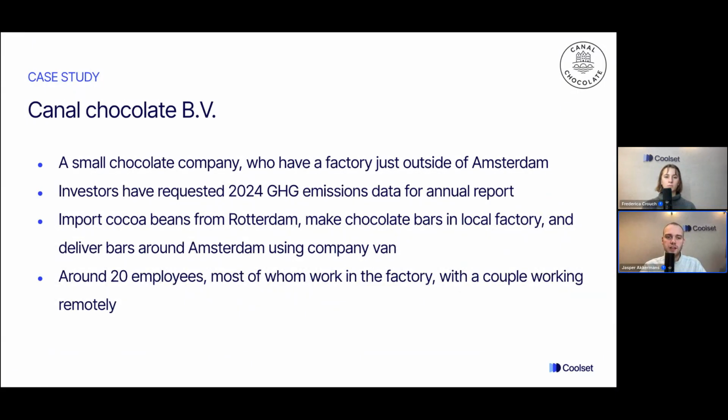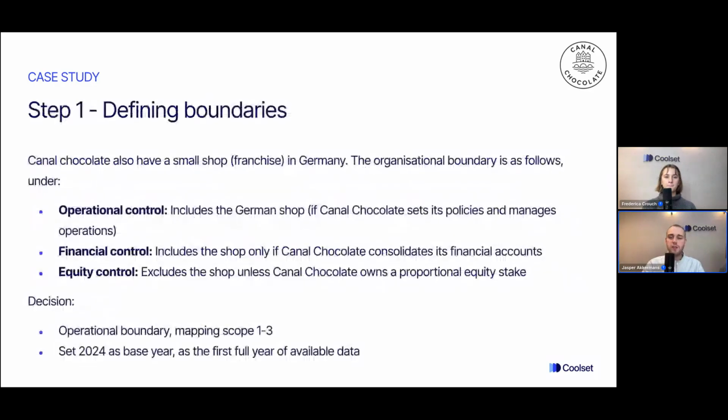Now let's look at what that actually entails. The first step here is to define the boundaries of your emissions report. If you go into, for example, the Greenhouse Gas Protocol report on setting boundaries, you'll find dozens of pages on how to do this. So it's not always as straightforward, but essentially the decision is yours.